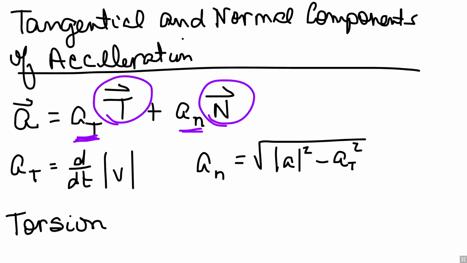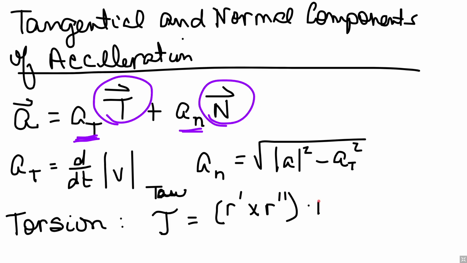Now in your notes I give you a long, complicated formula. Let me give you a different formula for torsion. Torsion is tau, the Greek letter tau, T-A-U, and it's equal to the cross product of the first and second derivative of r, dotted with the third derivative of r, divided by the magnitude of the cross product of the first and second derivative, squared.